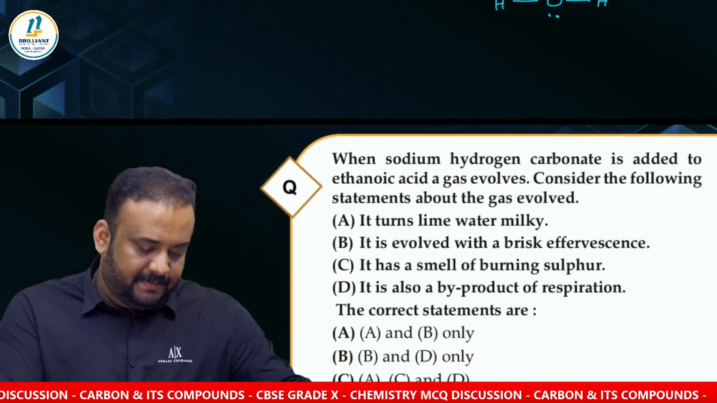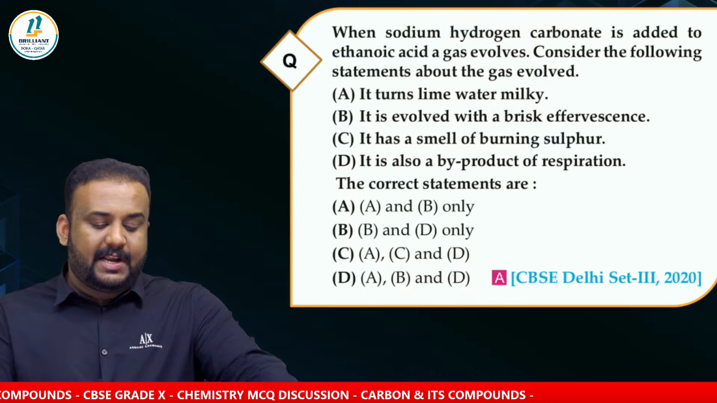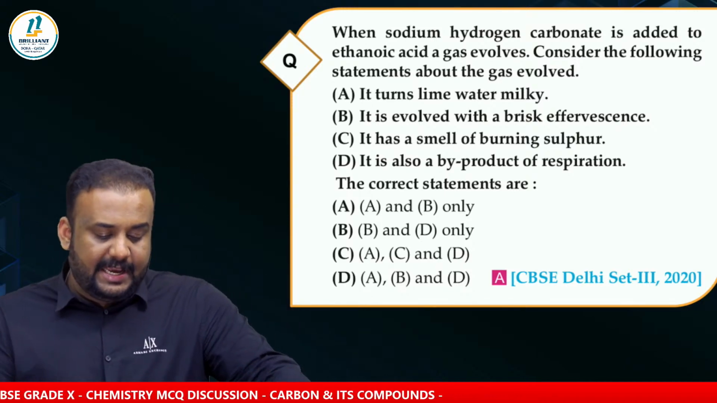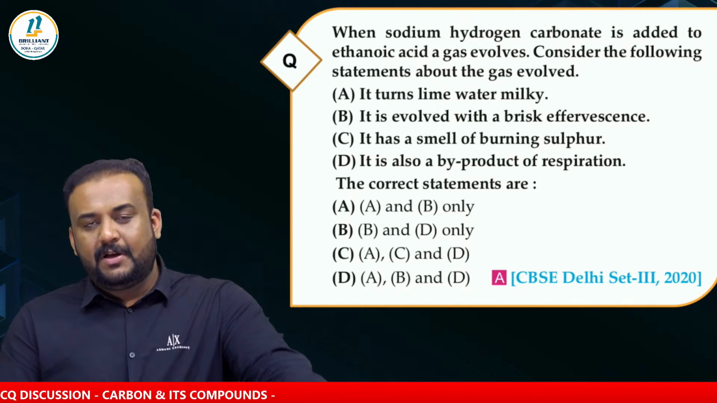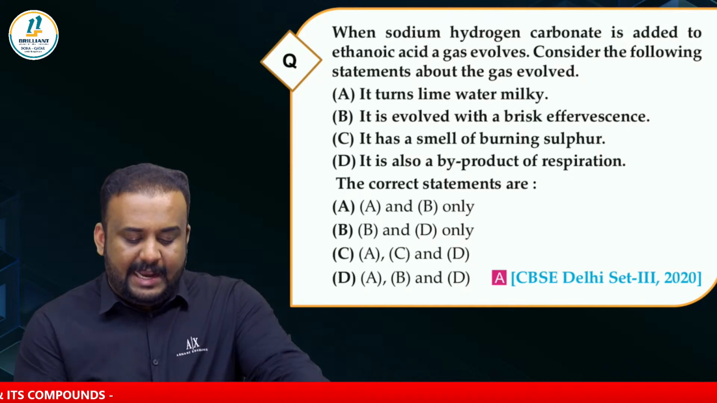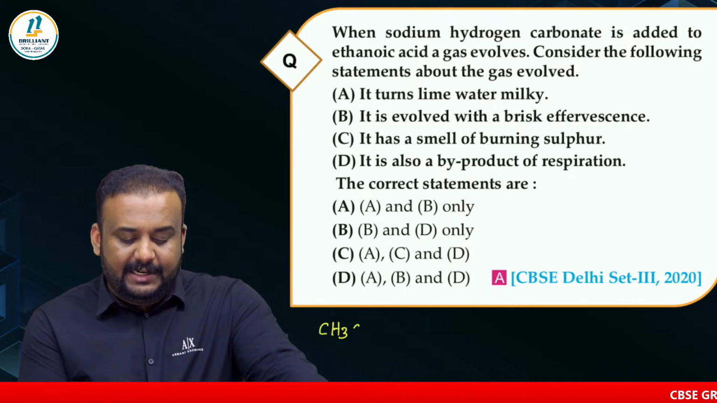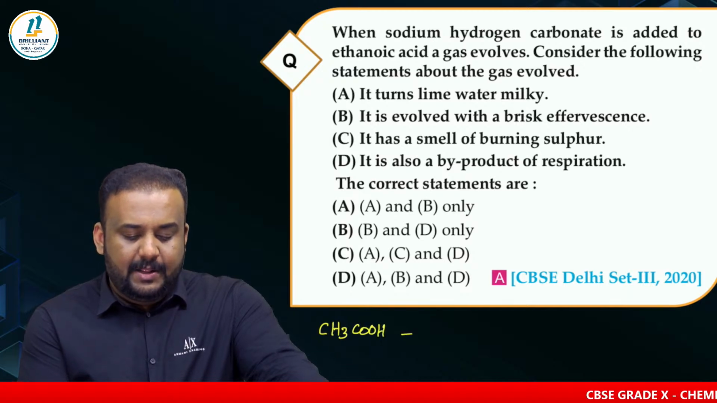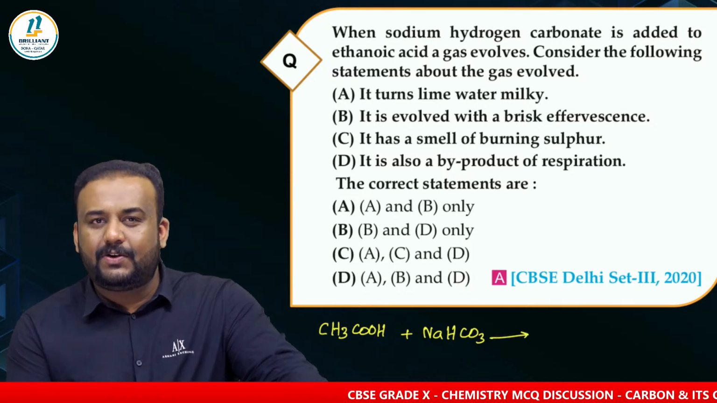Okay, great. The next question. When sodium hydrogen carbonate is added to ethanoic acid, a gas evolves. Consider the following statements about the gas evolved. See, I told you about this reaction as a test to distinguish between acid and alcohol. You remember? So ethanoic acid is CH3COOH. And you are adding sodium hydrogen carbonate, which is NaHCO3, commercially known as baking soda, right?